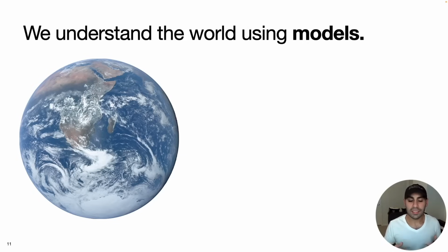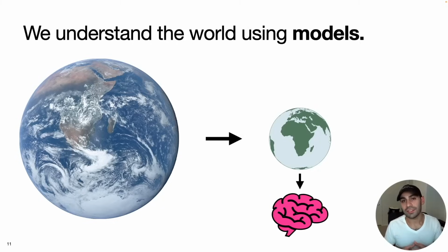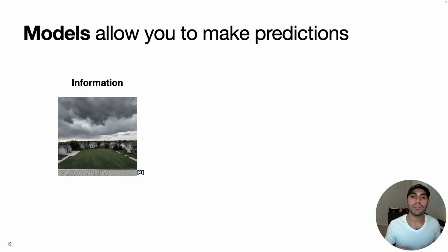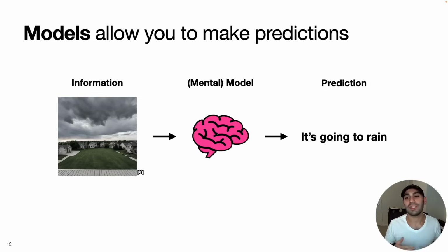And a model is simply an approximation of a real world thing that can fit into our heads. And more specifically, models allow us to make predictions. For example, when we saw the dark cloudy sky, that information went into our mental model of the world and allowed us to make the prediction that it's probably going to rain later.